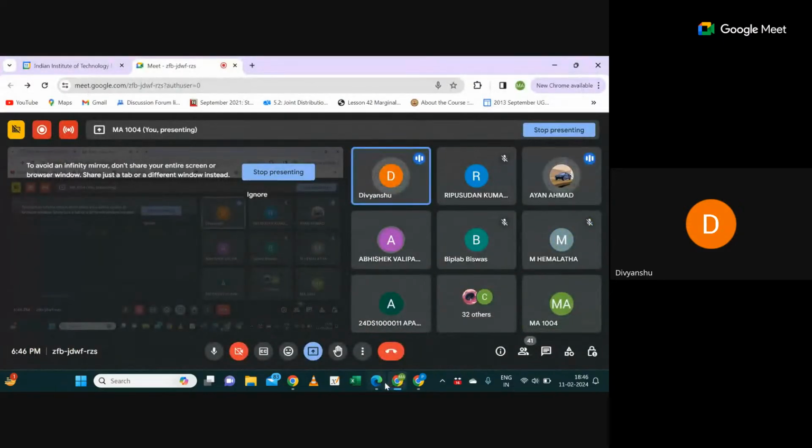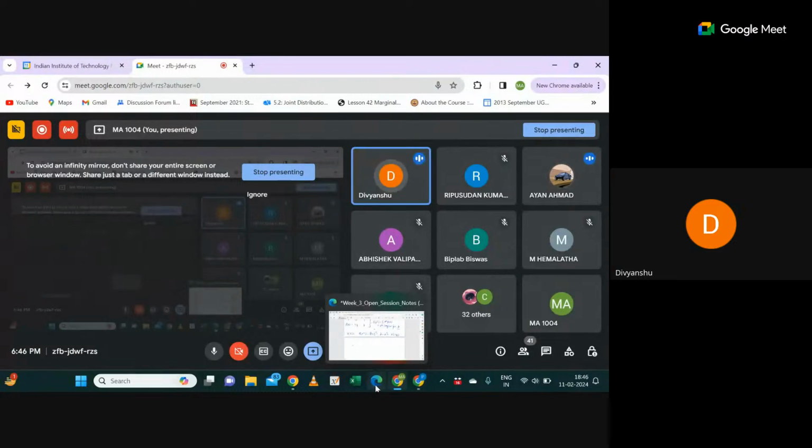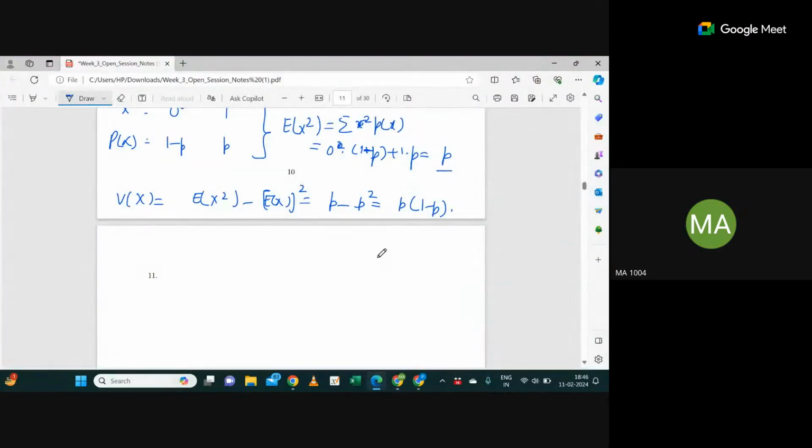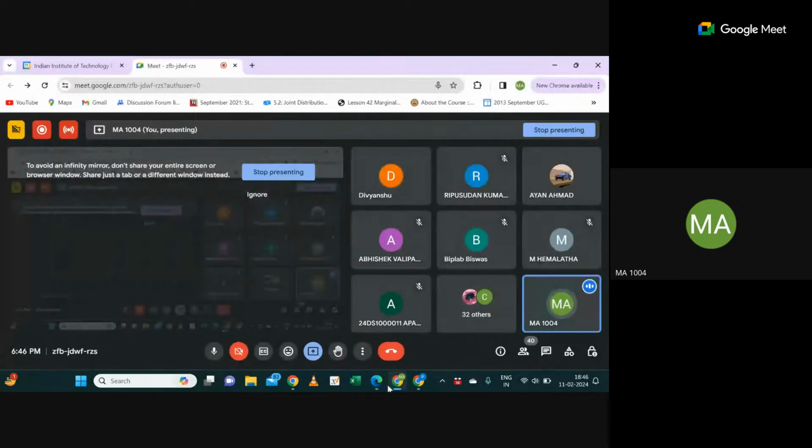Sir, it means the distribution will not change, right? X values will be constant, just the probability will change, right, sir? Probability will change or values will change? How can you change the probability? No, it will be given in the question, right? It will be given in the question.